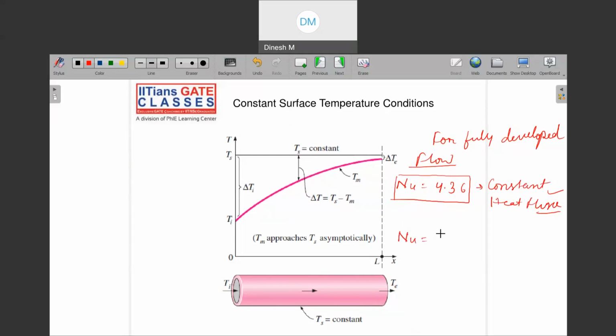Similarly, we have Nusselt number equal to 3.66 for constant temperature conditions, that is, constant wall temperature conditions. So this was all about heat transfer by convection through flow in a pipe.